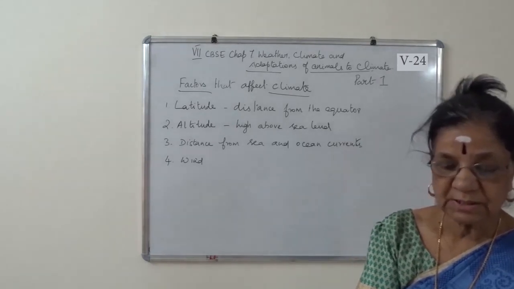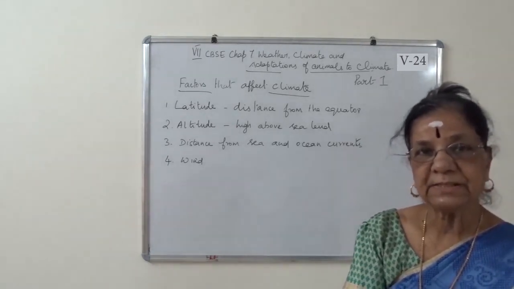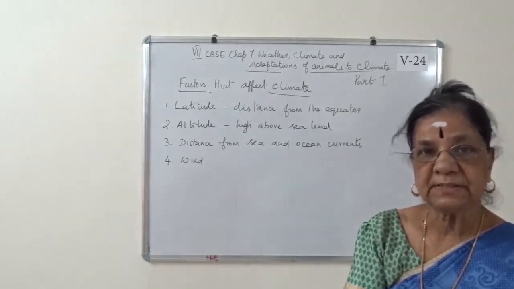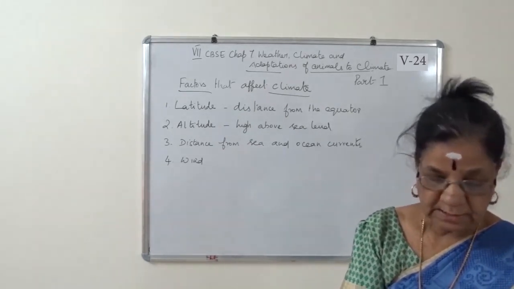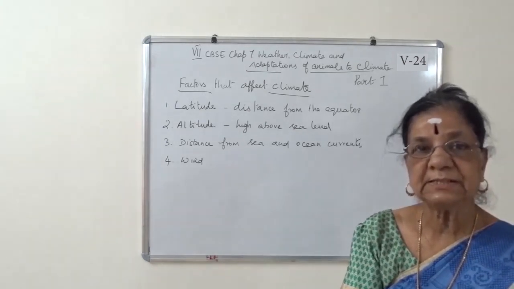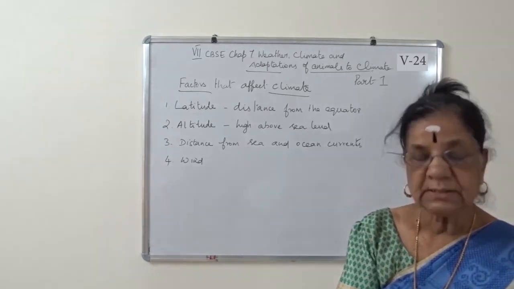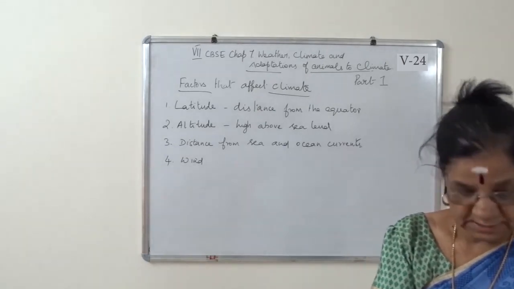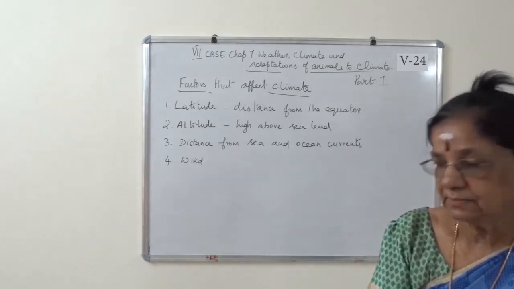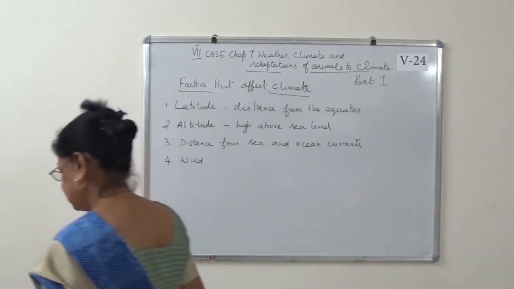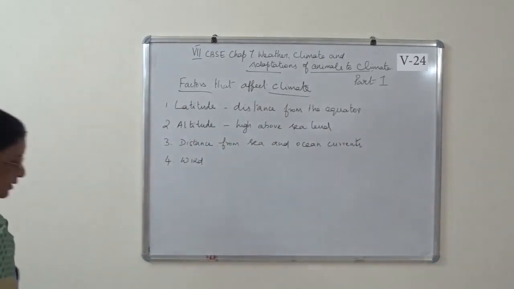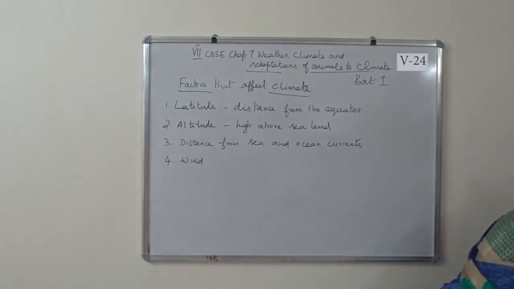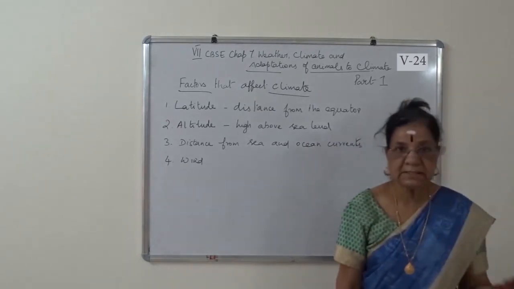So these are the factors that affect the climate: distance from the equator, that is latitude, height above the sea level, that is altitude, then distance from the sea, ocean currents, and then wind. So these are the factors. Go through this once more. I will ask these as short answer questions.